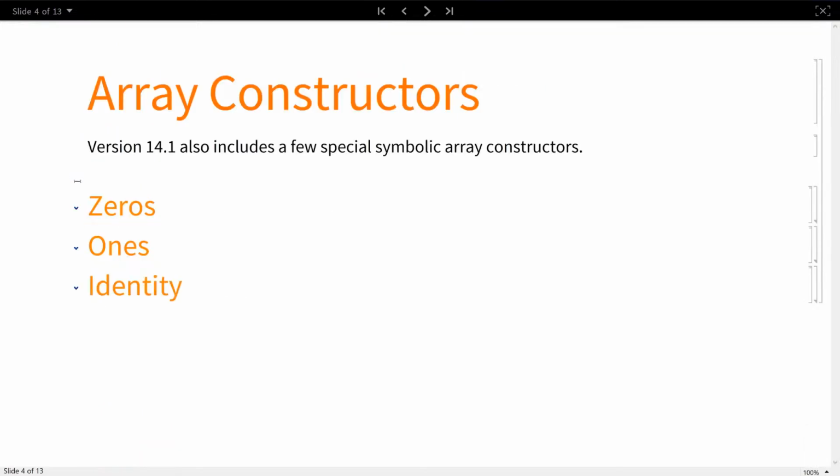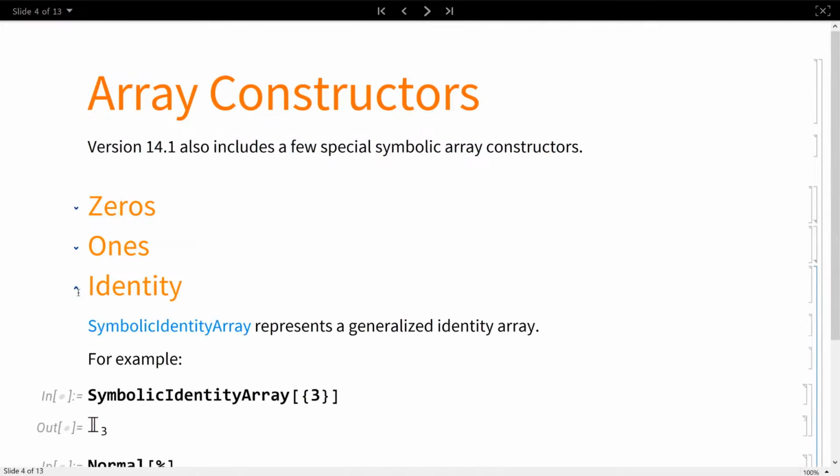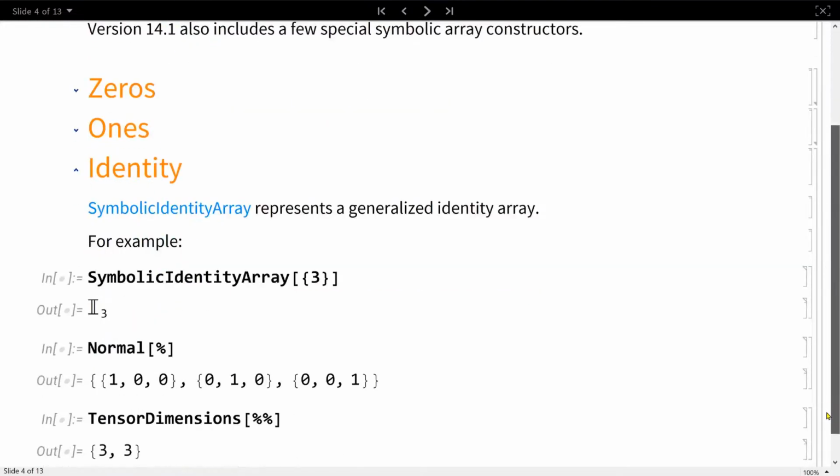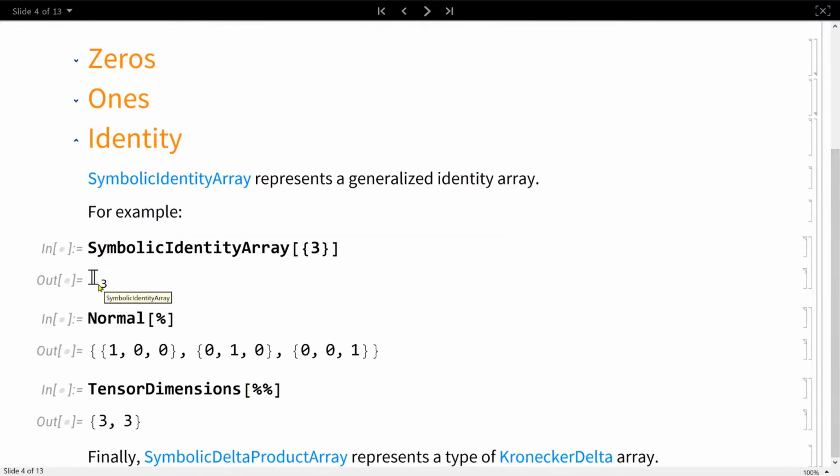And finally, we also need an identity array. So you can say symbolic identity array of order 3, and you get back, in this case, just an identity matrix of order 3. We also have something called a symbolic delta product array, which is a kind of Kronecker delta array, but I won't go into much detail about that.